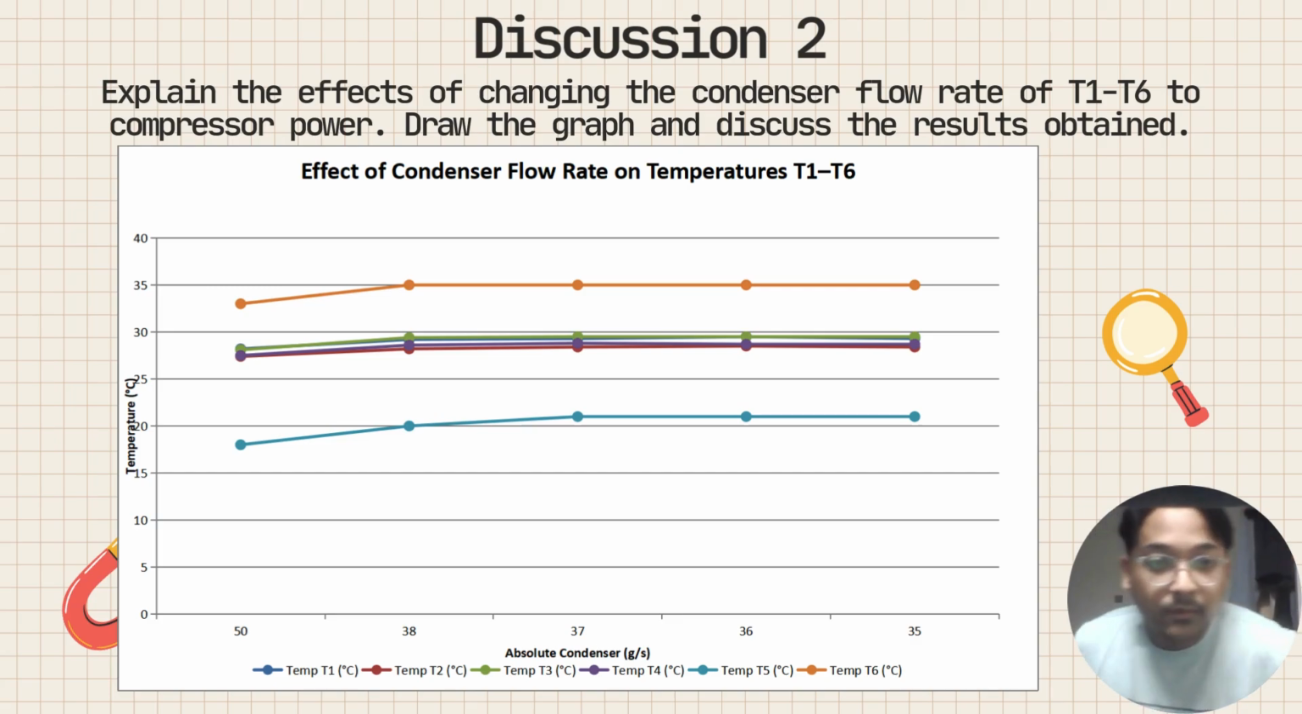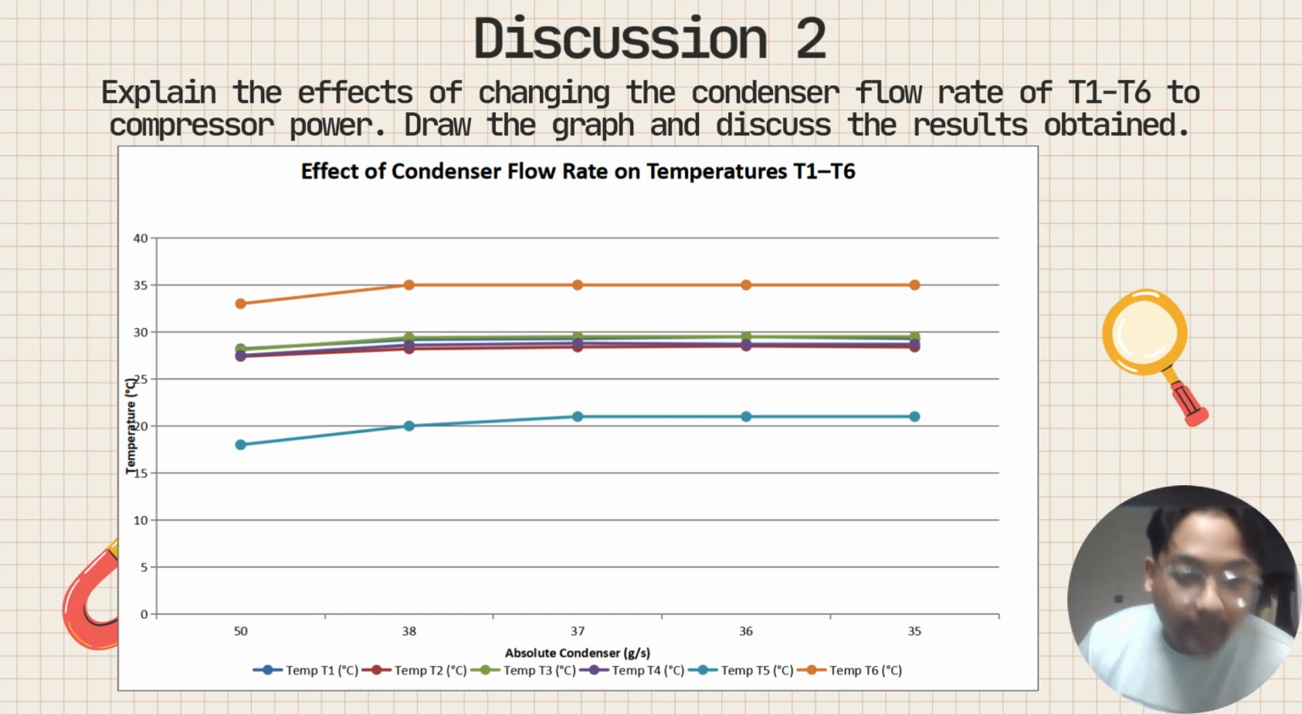Okay, my name is Imam. I will be presenting the discussion to explain the effects of changing the condenser flow rate on T1 and T6 and on compressor power, and draw the graph and discuss the result.